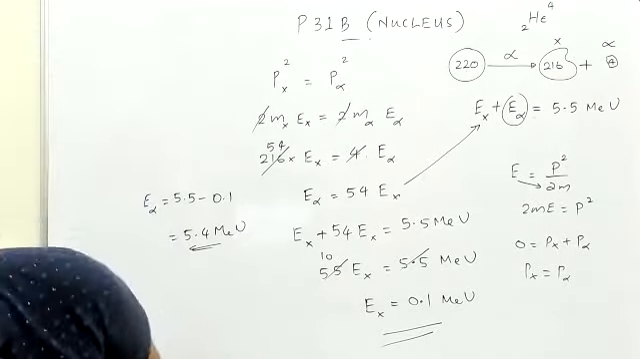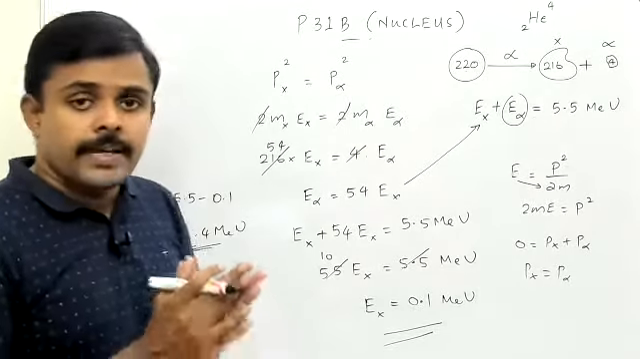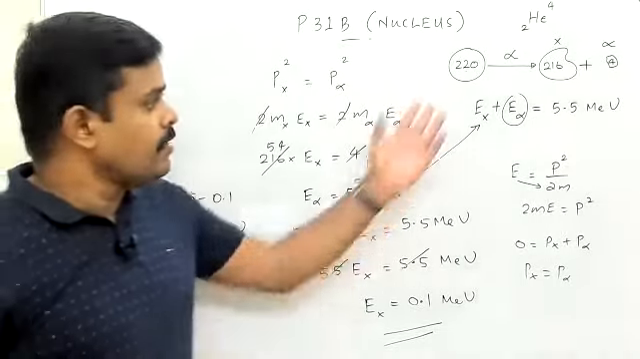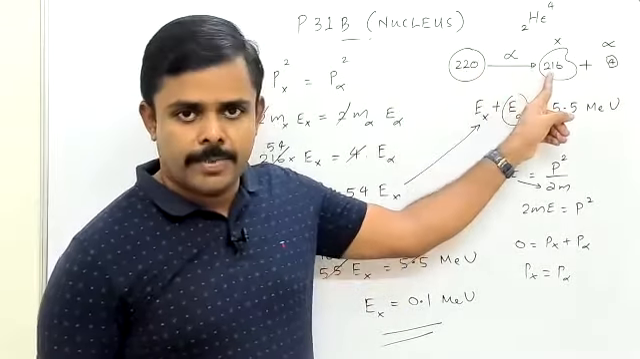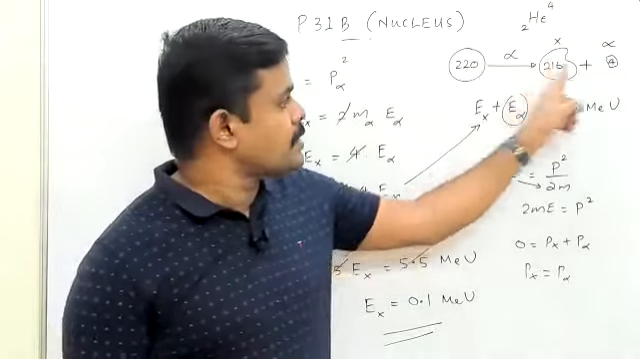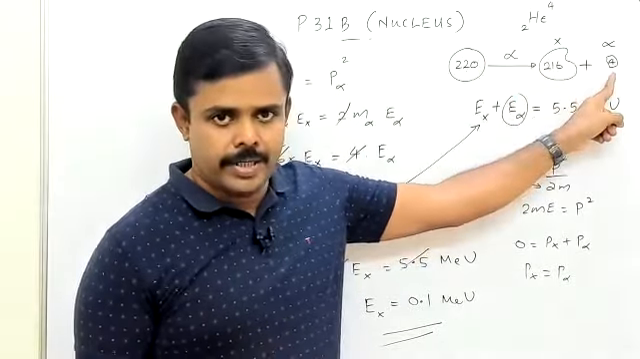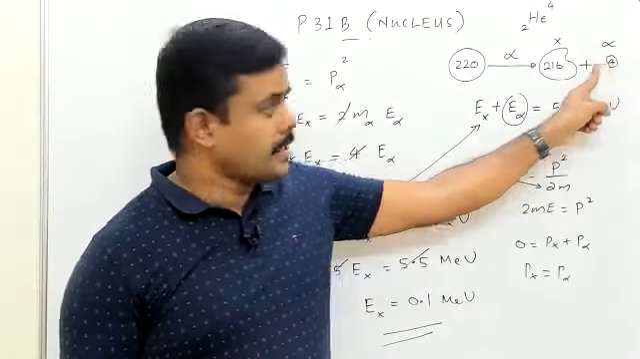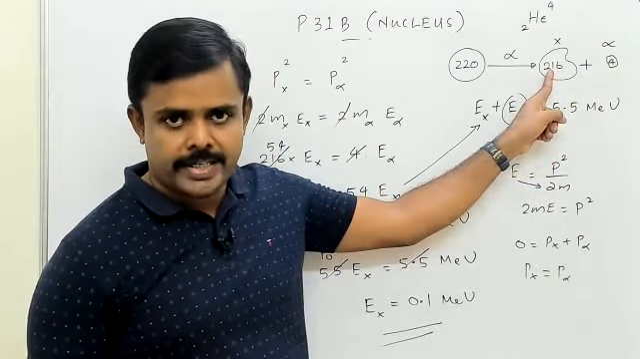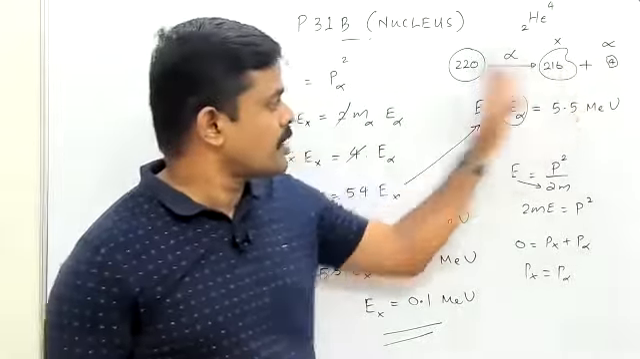So, previous JEE question. Let me quickly repeat this. We have an alpha decay happening. We have a nucleus with a mass number 220, and then it emits an alpha particle. So its mass number decreases by 4. Alpha particle is a helium nucleus. Helium nucleus mass number is 4. So the remaining nucleus will have a mass number of 216. 220 minus 4 is 216.